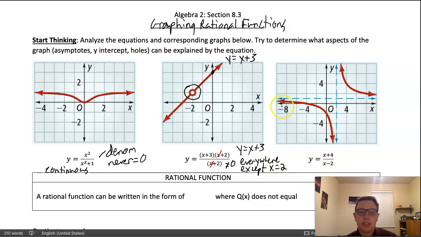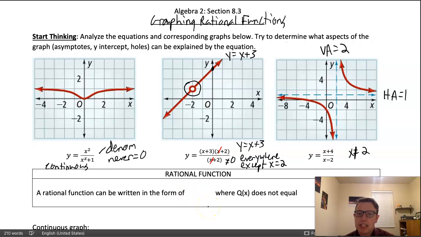Okay, what about this final one? Looks like we have a horizontal asymptote here at 1, and we have a vertical asymptote here at 2. Okay, well, looking at this equation, we have x plus 4 over x minus 2. Remember, we never want the denominator of our equation to equal 0. So what would cause this to equal 0? That would be x is equal to 2. So we know x can't equal 2, and that has to do with our vertical asymptote here.